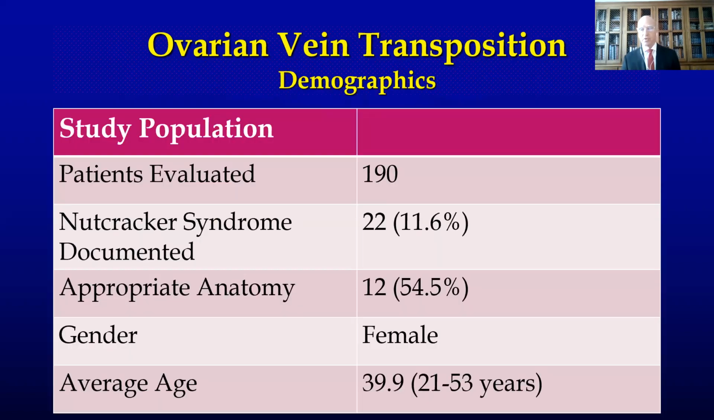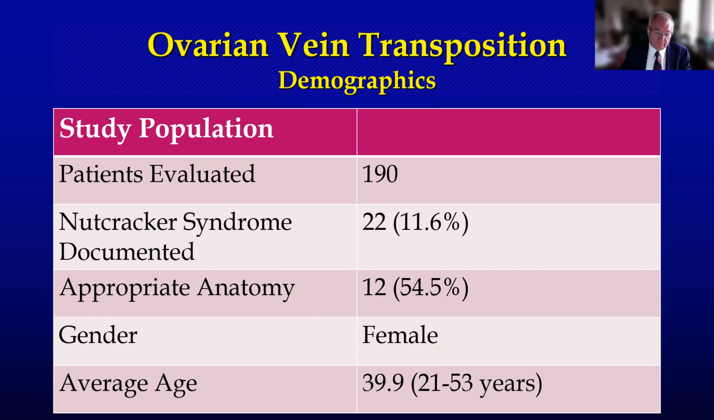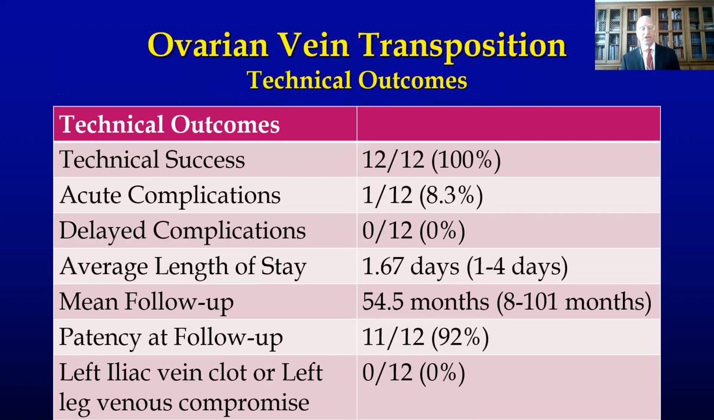This presentation reflects the results of our initial 12 patients selected from 22 women with confirmed nutcracker syndrome identified during the evaluation of 190 women with chronic pelvic pain of unknown etiology. The average age of our patients was just under 40 years. The procedure, which took approximately 2.5 hours, was successful in all 12.